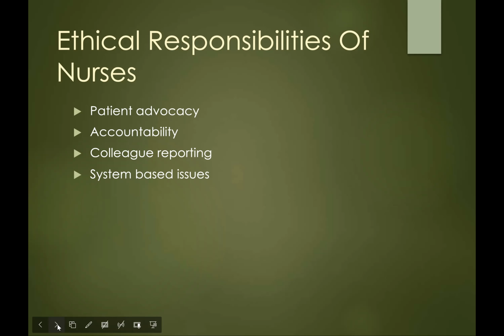So that's what system-based issues are. Things that you've never seen before, that no one else has seen on the floor before. You need to seek out resources to help with the education of something new to your unit.